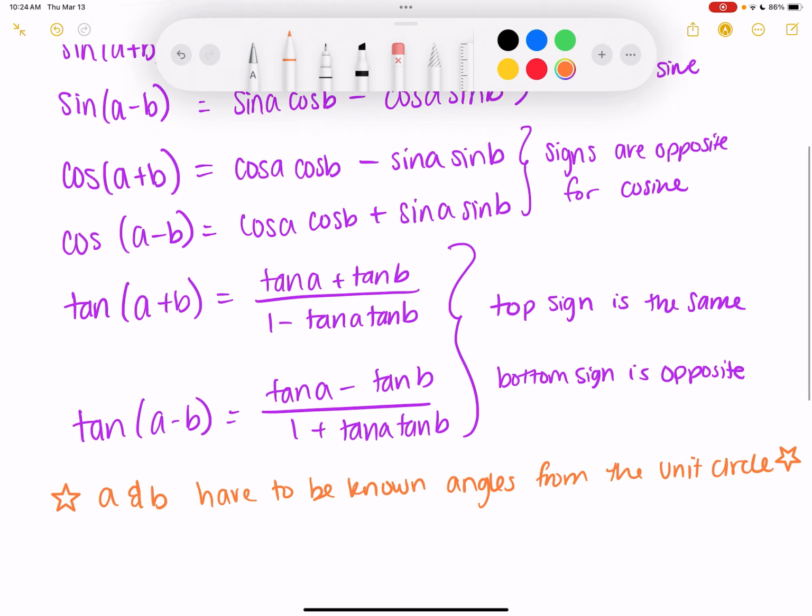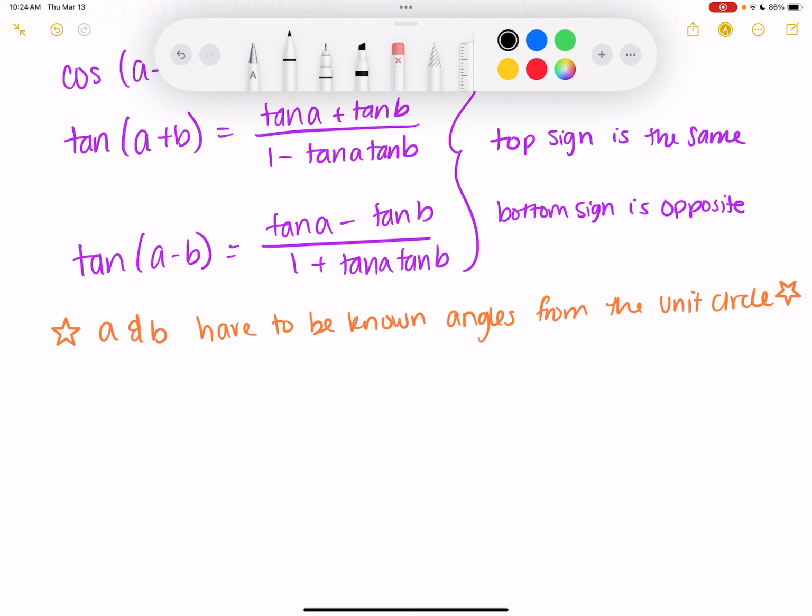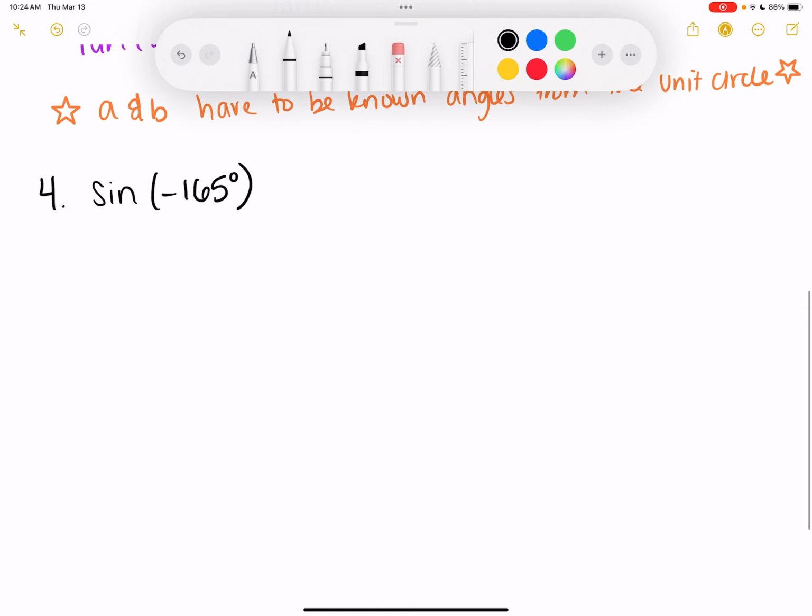These will say find the exact value of the expression. So the sine of negative 165 degrees. Now, I can't use these formulas for negative numbers. So if I want to find an equivalent angle that is not negative, what would I do?